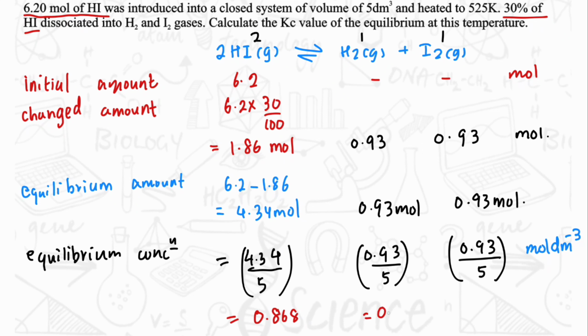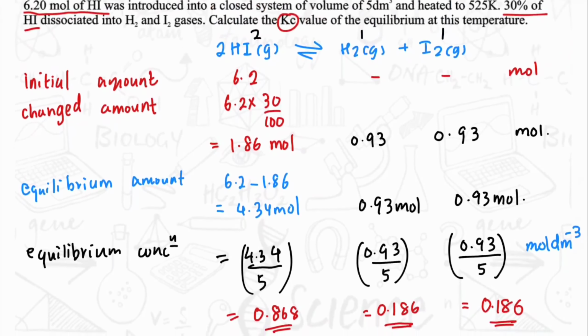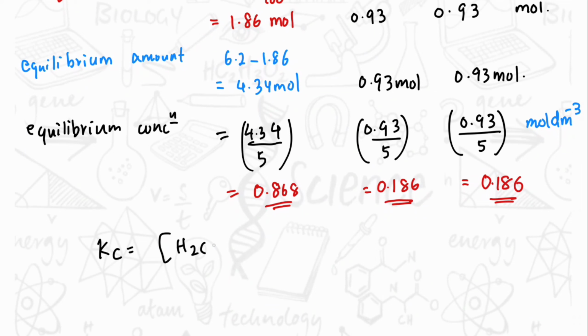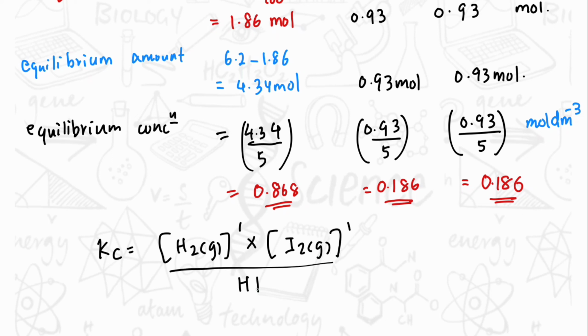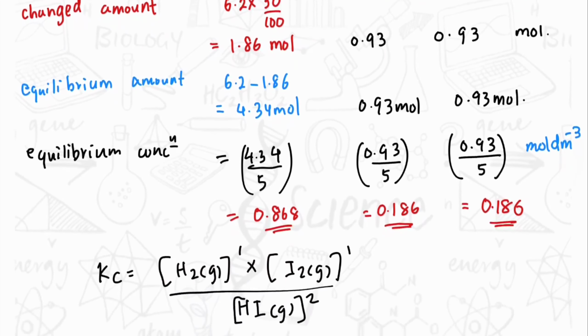Here it is 0.186 moles per decimeter cube, and here it is also the same, 0.186 moles per decimeter cube. Now we have to find the Kc value. For that we have to write the Kc expression. Kc is equal to H2 gas concentration to the power 1 times I2 gas concentration to the power 1 divided by HI gas concentration to the power 2, because the stoichiometric value in front of HI is 2.